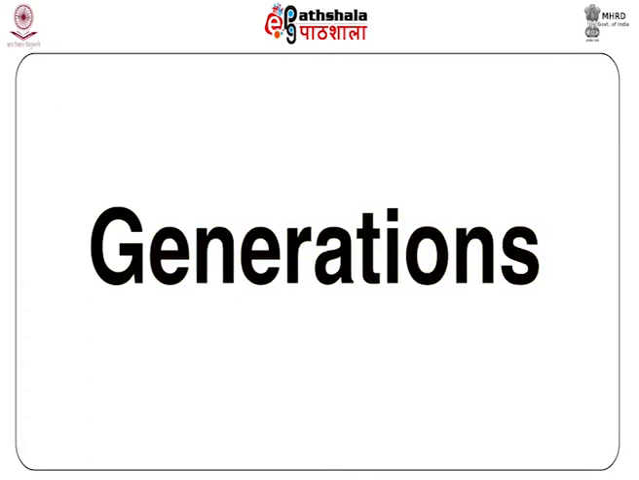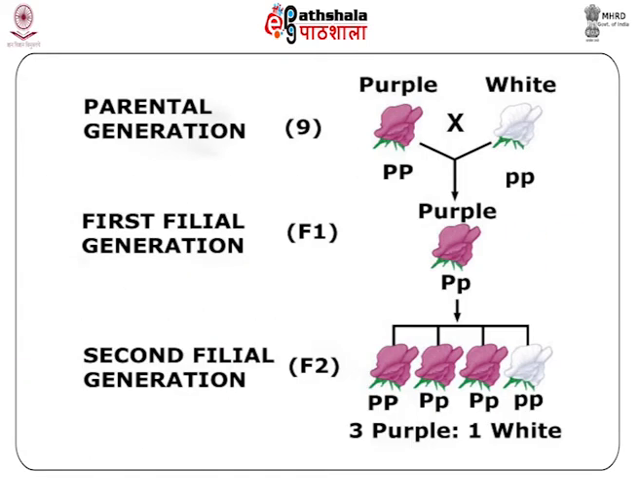Now moving on to generations. Now let us understand the important terminology involved in labeling generations. Capital P is the parent generation, where each parent is homozygous for the character under consideration. The heterozygous progeny resulting from this cross is called the F1, or the first filial generation. When this F1 generation is self-fertilized, it results in the second filial, that is, the F2 generation.